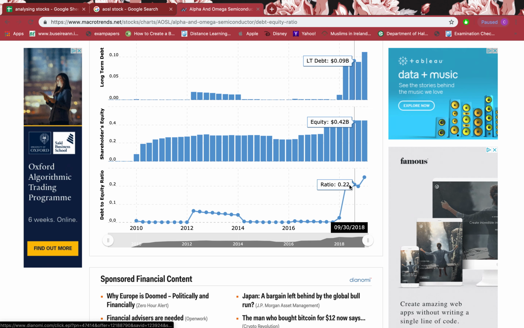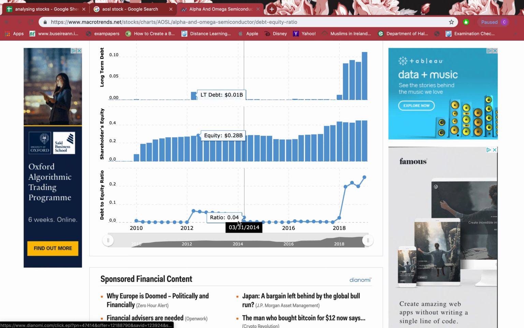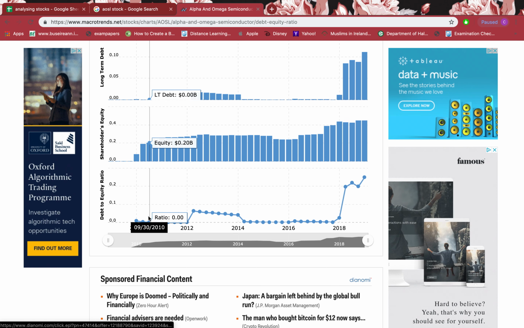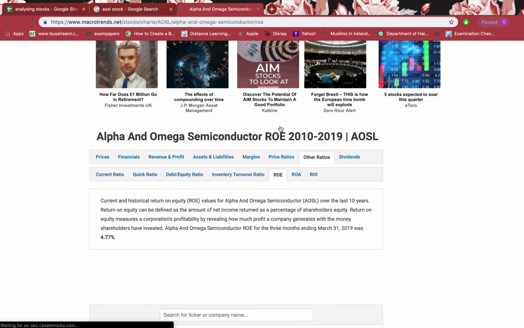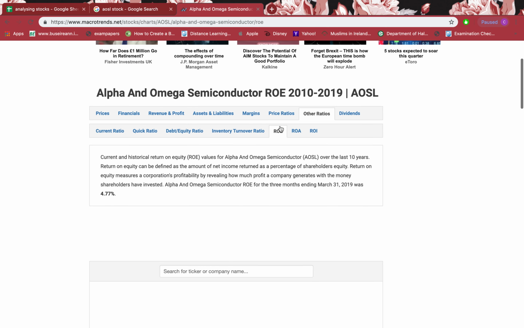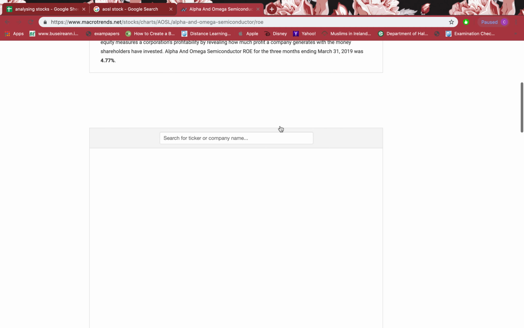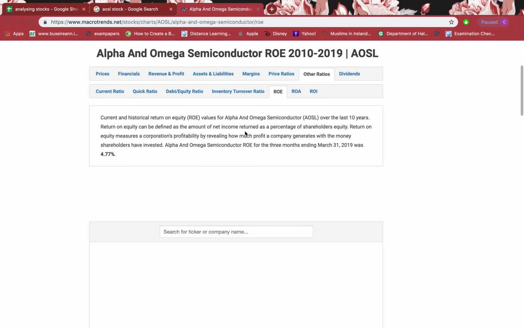So if I go back and look, it's never been above 0.5, which is really good for the firm. And then there's return on equity. It means how much the shareholders have invested and what return they get. We don't have much data for that here, so it's very limited, but it should be 8% or above. We only have information until 31st March 2019, and it gives us an equity of 4.77.